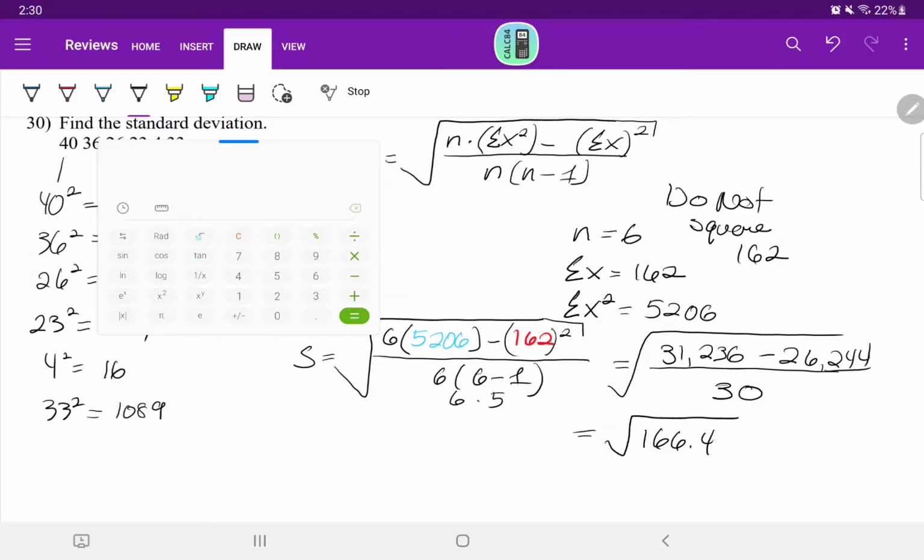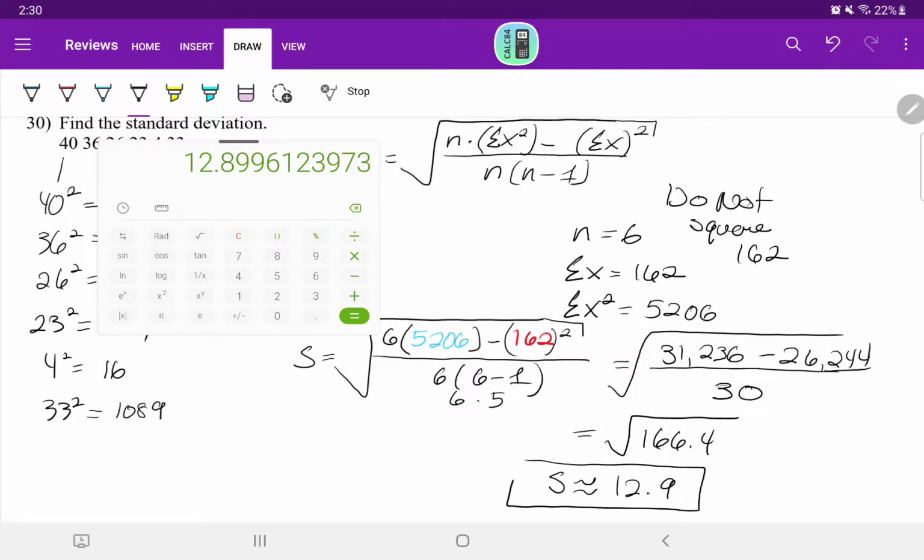So the square root of 166.4. And let's round to one number after the decimal. Approximately 12.9. This 9 will make that 8 round up to a 9. And that is the sample standard deviation.